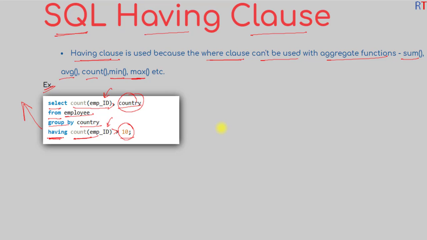So this is the way, instead of using the WHERE clause, we can use the HAVING clause, which will let us use the aggregate functions. So hope you understand the concept.